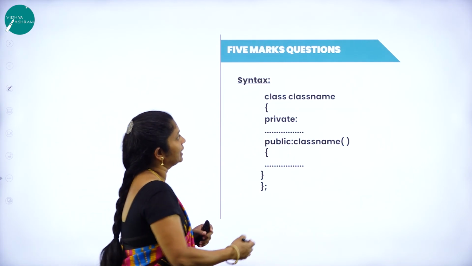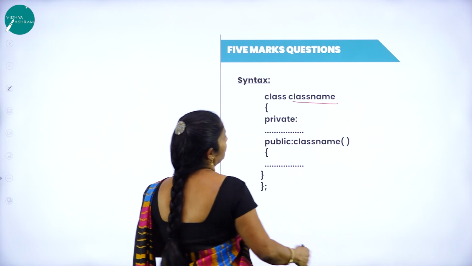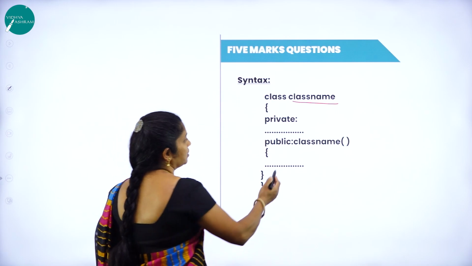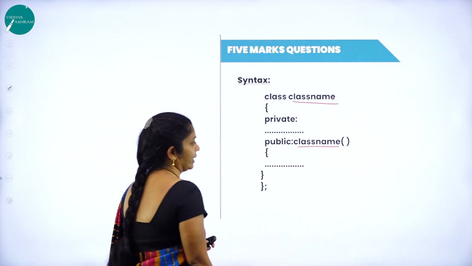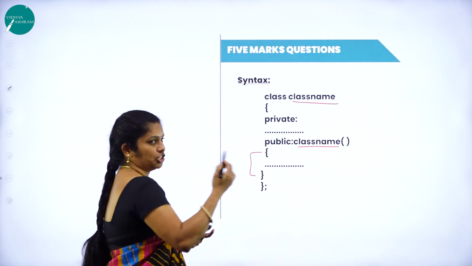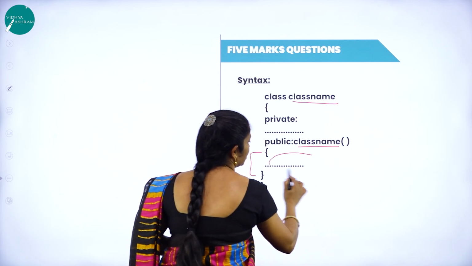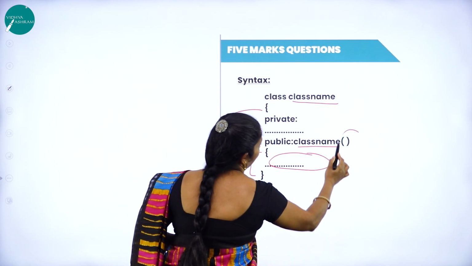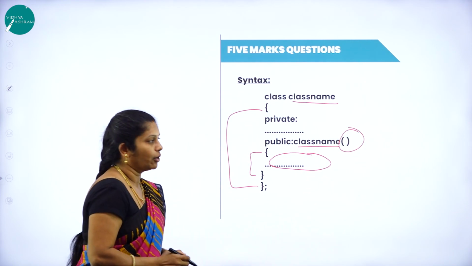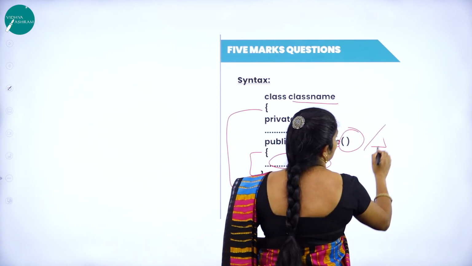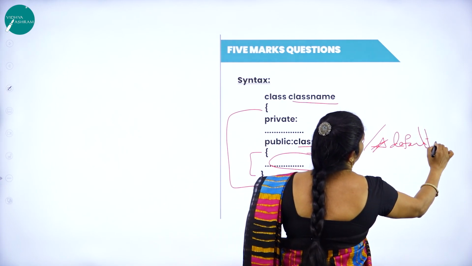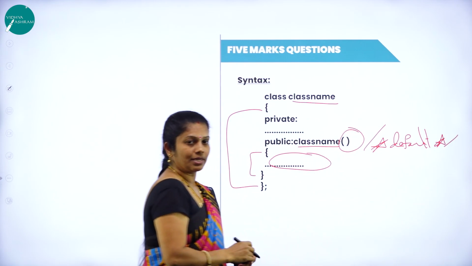Next, when they ask for the syntax: class, then the class name. In the private section, declare whichever variables you want. Then in the public section, once again we write the class name. Here, whatever initialization you want, inside this you can initialize. Then we close the class. It means that if you have empty brackets here, then it is called a default constructor. Is it clear?